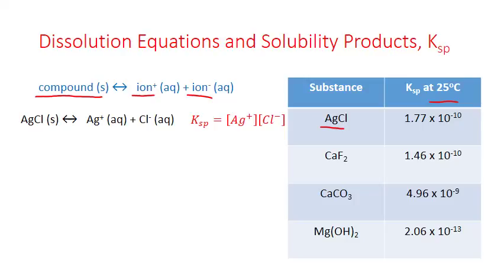If we were to break apart calcium fluoride, however, the subscript on the fluoride becomes a coefficient when the ions dissolve. So fluoride is a monoatomic ion, one element, one atom per ion. So my two fluorides in the formula become two separate fluoride ions when they dissolve. And this means that my solubility product expression is the concentration of calcium ion times the concentration of the fluoride ions squared.